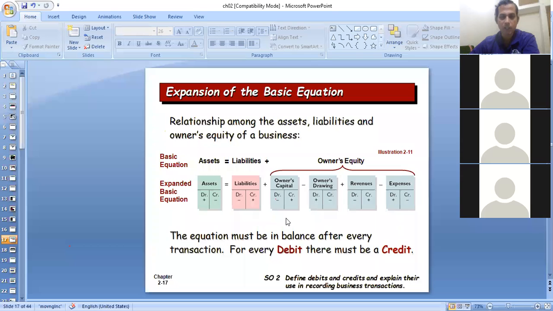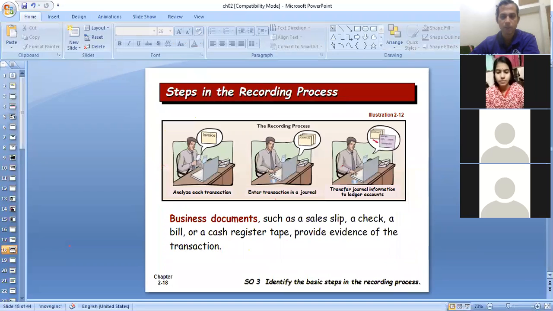So owner's capital, again, debit and credit. Okay. The equation must be in balance after every transaction. For every debit, there must be a credit. Every debit must have a credit.